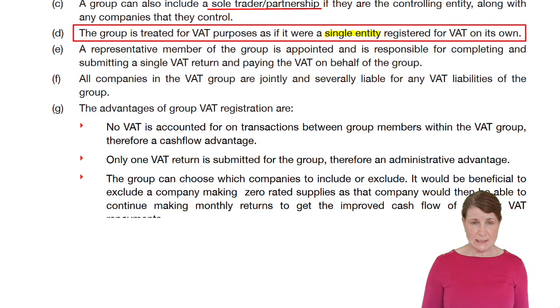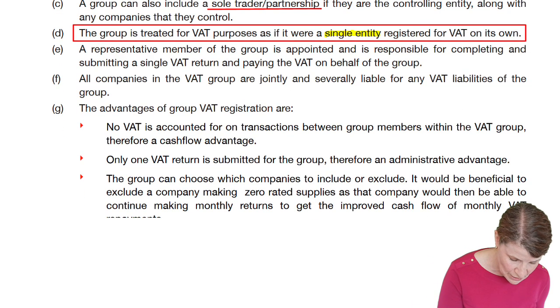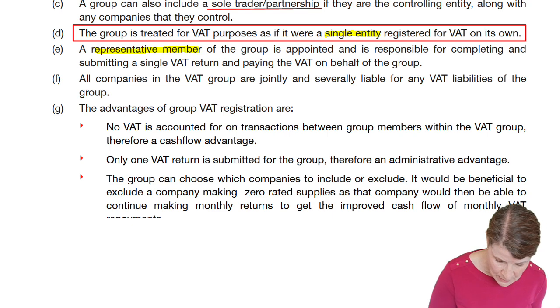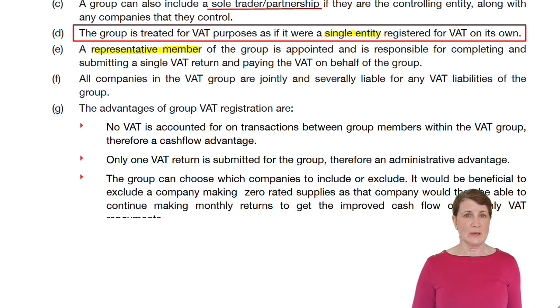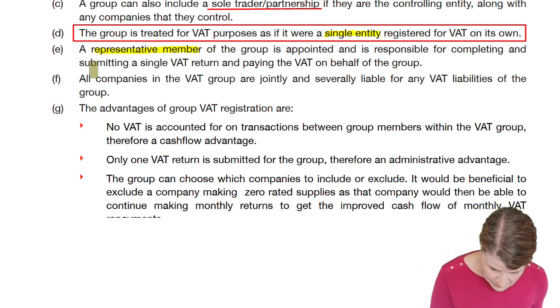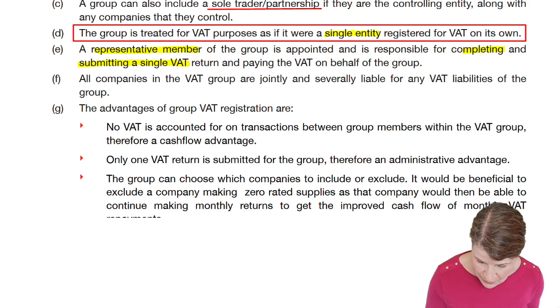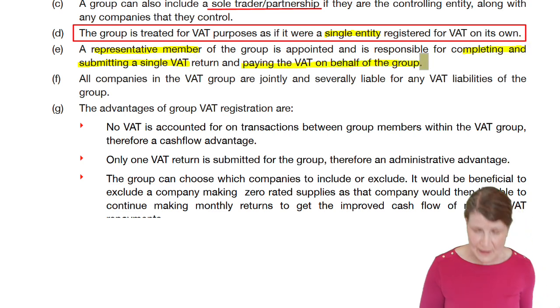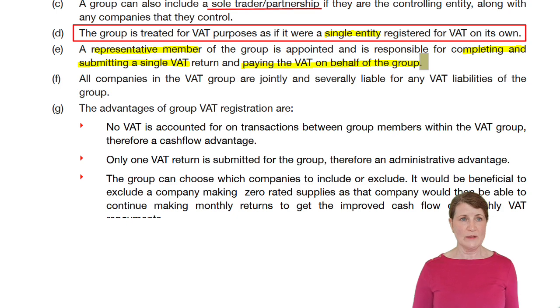So what happens is that the group appoints what's known as a representative member. And the representative member is going to be responsible for accounting for VAT for the group as a whole, submitting the return and paying over the VAT for the group as a whole. So completing and submitting a single VAT return every quarter and paying the VAT on behalf of the group. So all the admin falls on the representative member effectively.